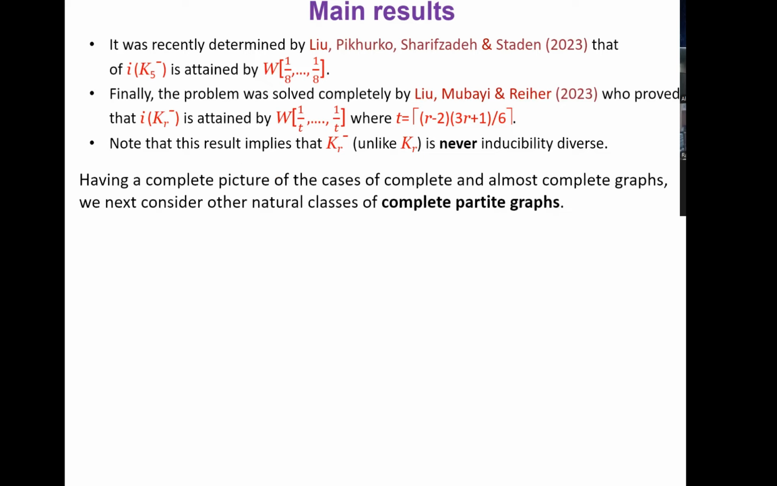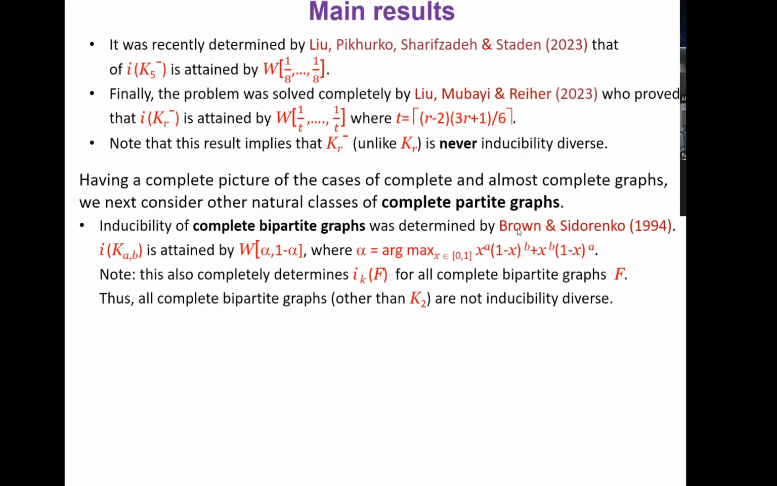So we have a complete picture of complete graphs and almost complete graphs. What about other classes of complete partite graphs? Complete bipartite graphs, for example. That's the first pressing question.